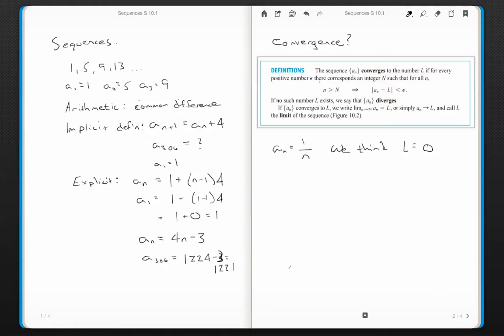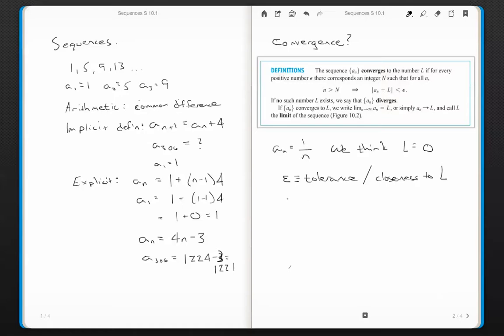For every positive number epsilon, there corresponds an integer n such that all this stuff. Well, what is epsilon? Epsilon is really like a tolerance. So we're after closeness to L. If the index, this little n down here, is bigger than capital N, then the difference between a sub n and L, the difference between my nth term and the limit that I proposed, is less than epsilon.